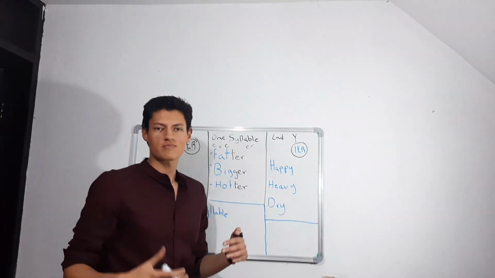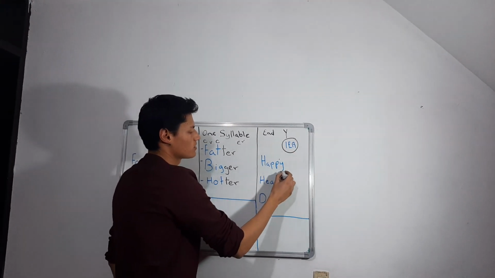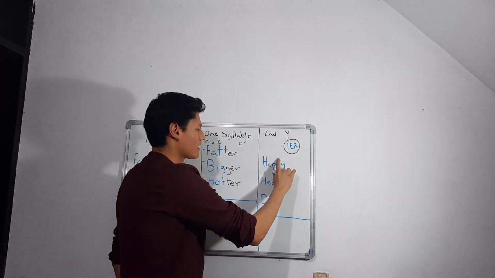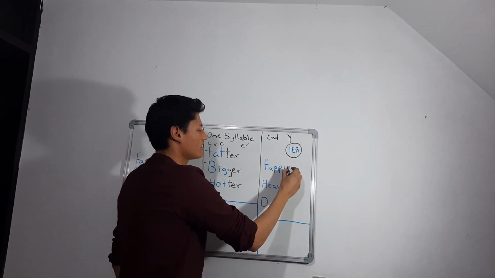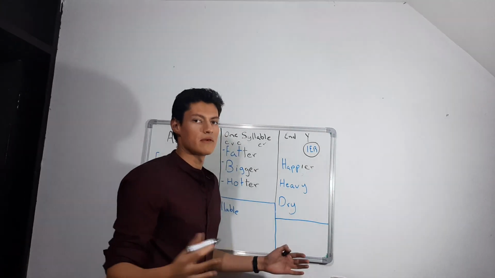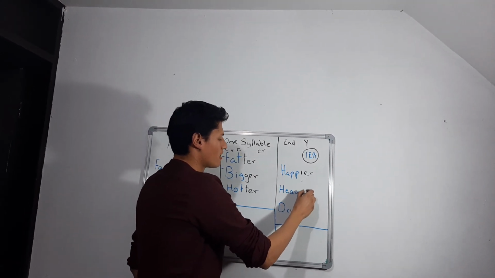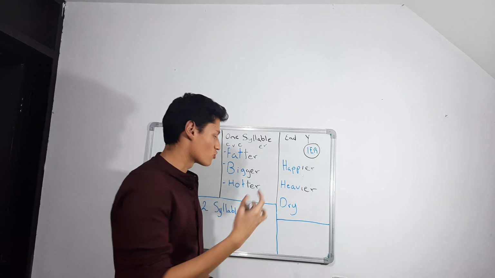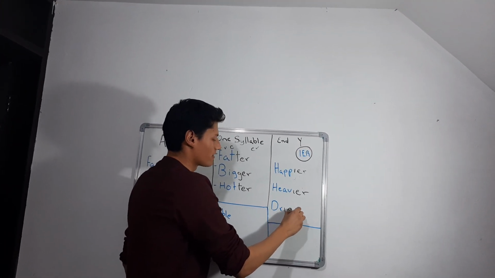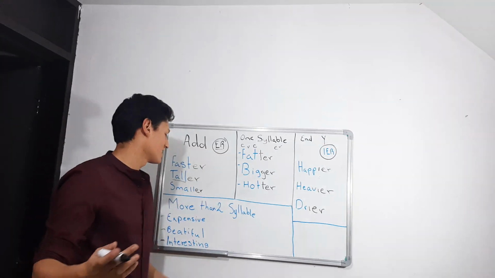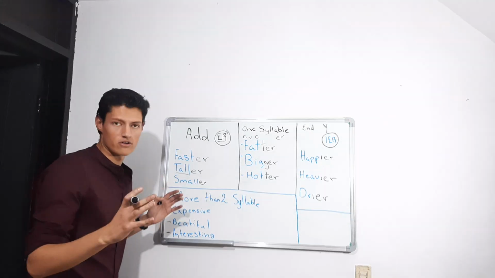When we have adjectives that end with y, we get rid of the y and add ier: happier, or heavy, heavier, dry, drier. So easy.